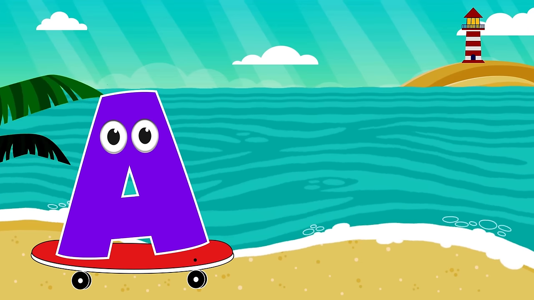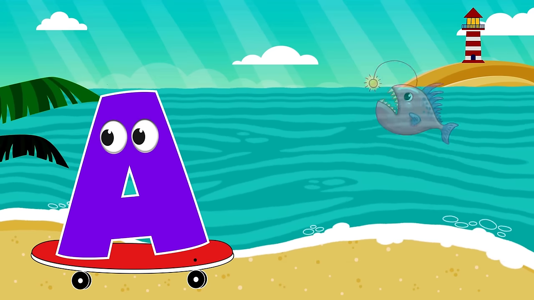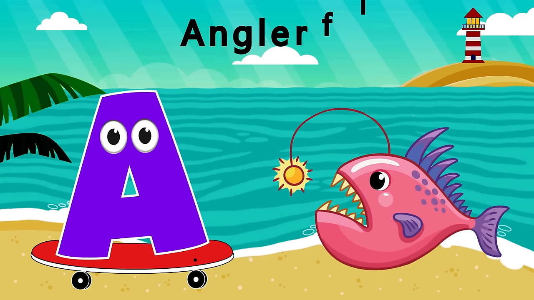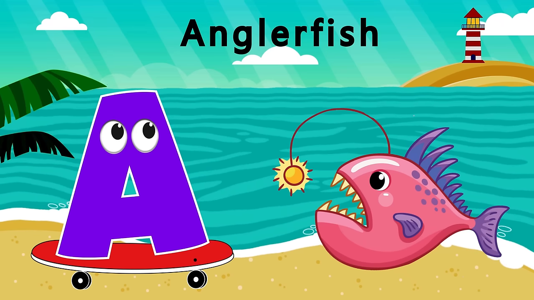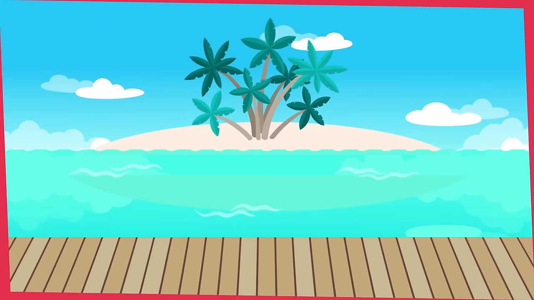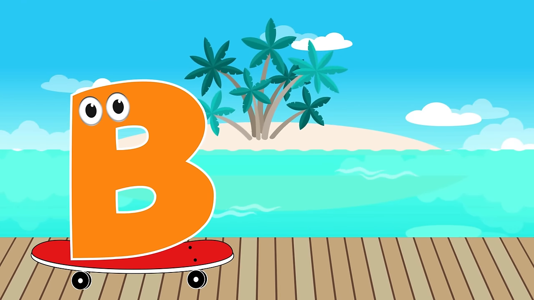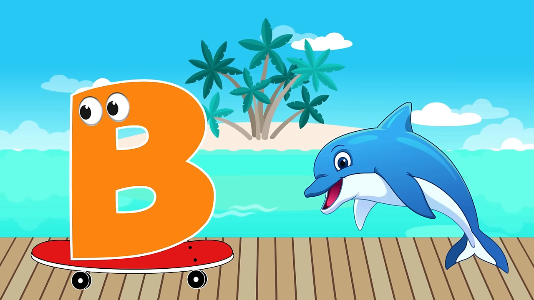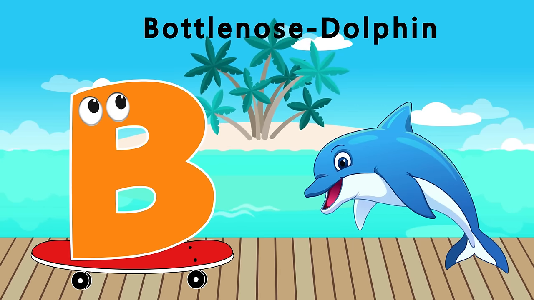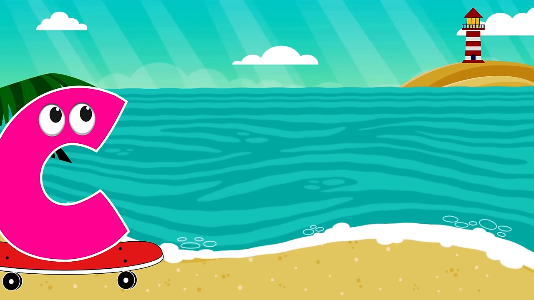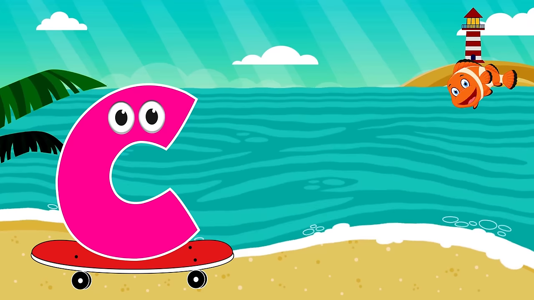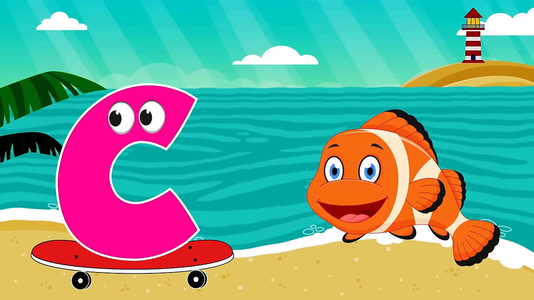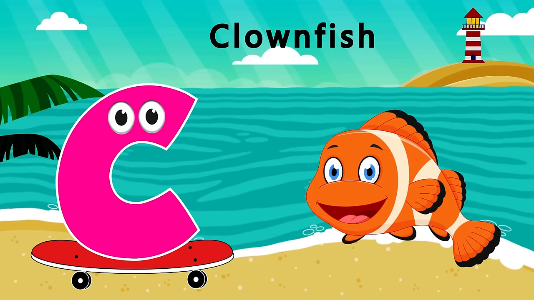A is for anglerfish. Anglerfish. Bioluminescent. Deep sea predator. B is for bottlenose dolphin. Bottlenose dolphin. Intelligent, social, acrobatic. C is for clownfish. Clownfish. Vibrant, symbiotic, Nemo.